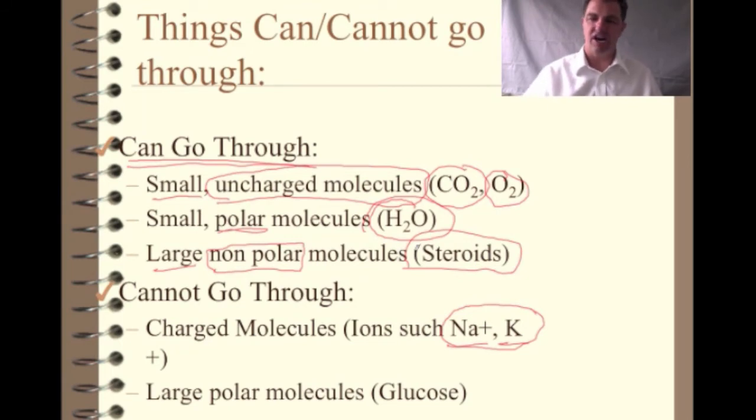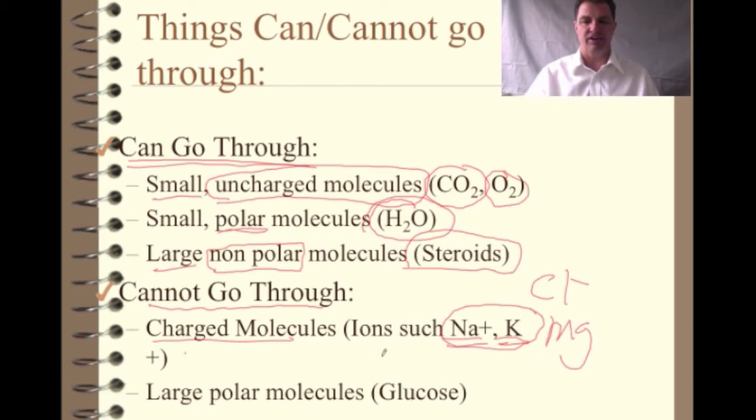Okay. Things that cannot go through the membrane are charged molecules like ions: sodium, potassium, chloride, magnesium. They can't go through. There are ways to get them in. We'll talk about that, but they can't go right through the membrane. The reason is water will bind to these ions. So you have water inside the cell, water outside the cell, and it's very difficult for the sodium to gain enough of a pull away from the water to get through the membrane. And large polar molecules also cannot go directly through the membrane, such as glucose.